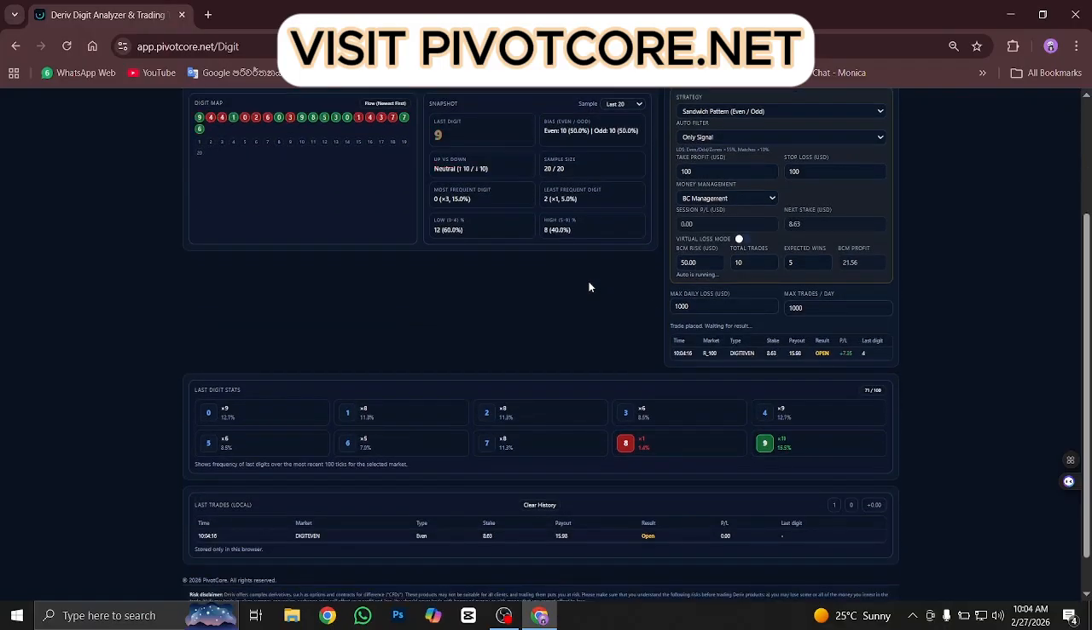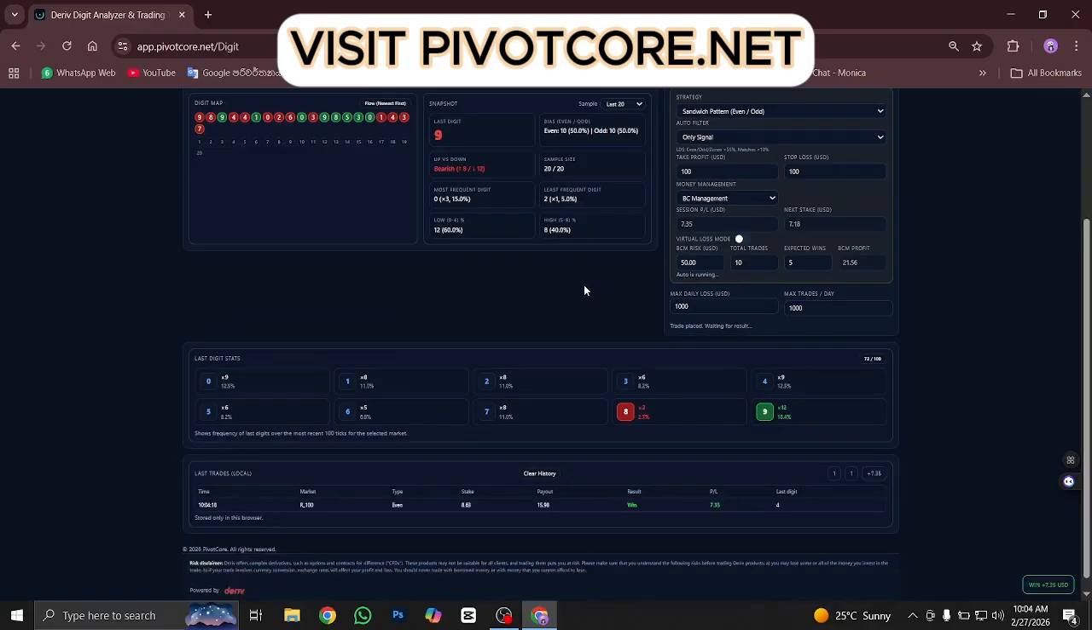Today, I am introducing you to a total game changer, pivotcore.net. If you're a Deriv trader, you know that timing is everything, and human error is usually our biggest enemy. PivotCore is a specialized auto-trading platform designed to take the stress out of your hands. It connects seamlessly with your Deriv account to execute strategies with lightning speed and robotic discipline.